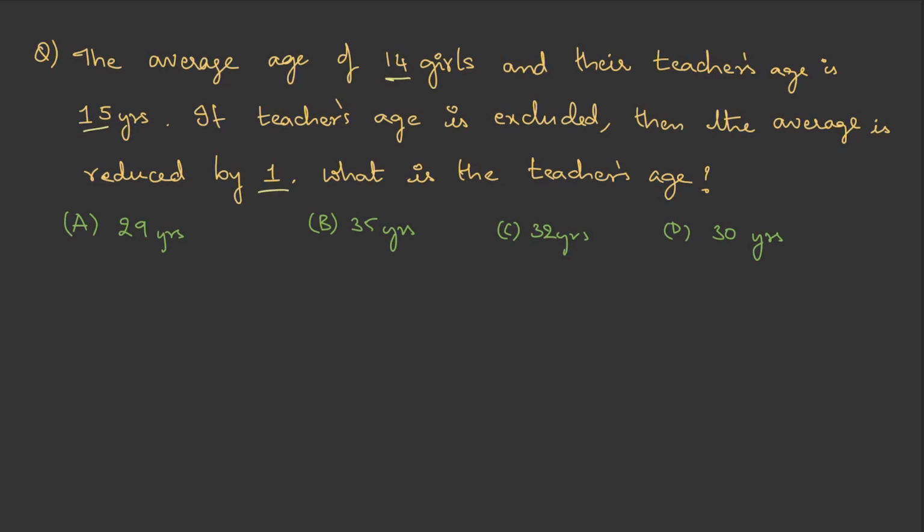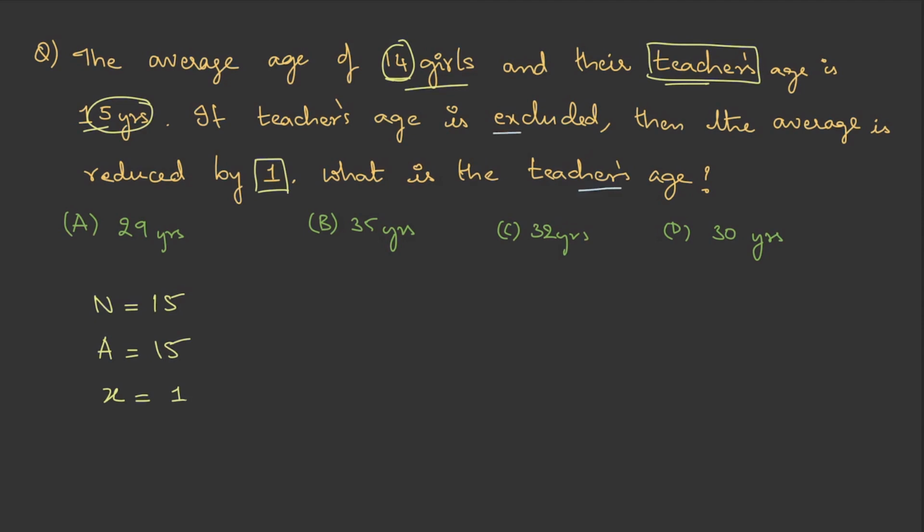Now for this, let's write the given data. The number of observations is, they have given 14 girls and one teacher. So total observations is 15. And the average value is 15 years. That is girls plus teacher's age, average is 15. Then x. X is the increased or decreased value. Here they said it is reduced by 1. Therefore x is 1. Now we are supposed to find the teacher's age, which was actually excluded.